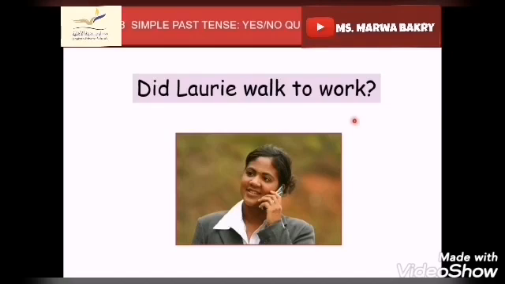Now, my students, we will learn together how to make a question in the past simple tense. This is a yes no question. We call it a yes no question because the answer begins with yes or no. A yes no question begins with the auxiliary verb did, plus subject, plus verb. For example, did Laura walk to work? Here also we say walk, because we use did, so we don't say walked.